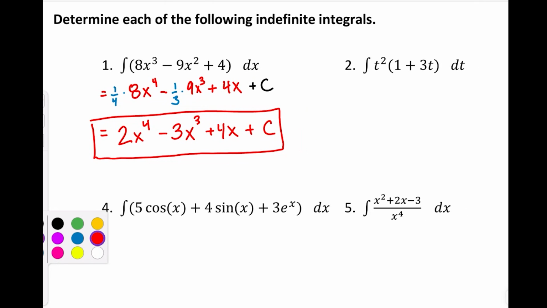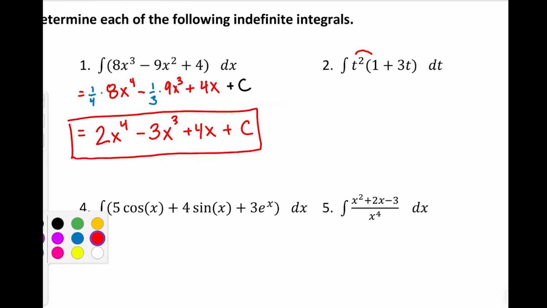Number two, when you have a product like this, I'm going to recommend that you use the distributive property before you go really any further here. We're going to distribute this t squared so that we're now going to calculate the integral with respect to t of t squared plus 3t cubed. And now we can use that anti-power rule to get our integral.